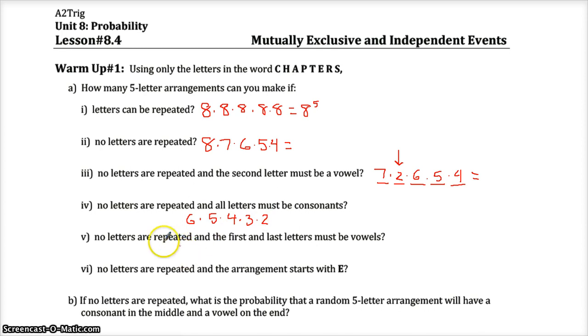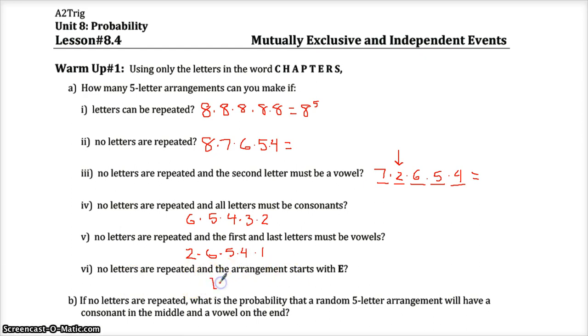No letters are repeated, so we're going to have this step-down thing. And the first and last letters must be vowels. So again, we'll fill in the first blank first with 2 choices. We'll fill the last blank in with 1 choice. Then after 2 letters are in their places, there's only 6 left, and then 5, and then 4 for the remaining.